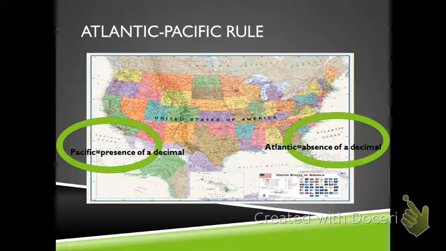The rule is called the Atlantic-Pacific rule. If you know where your Atlantic Ocean is and your Pacific Ocean, then you can do this rule. The Pacific Ocean is located on the coast of California. The P in Pacific will remind you that when you are in the presence, P, of a decimal, you start on the Pacific side of the number. The Atlantic, A in Atlantic, stands for absence of a decimal. When there's no decimal written in the number, you don't worry about an understood decimal. All I'm saying is, do you see a decimal or not? If there is no decimal, you start on the Atlantic side.